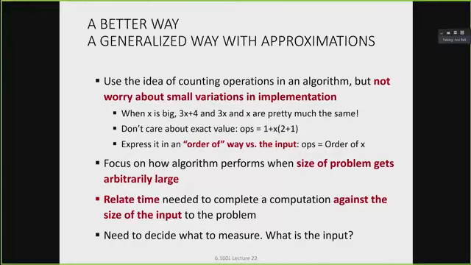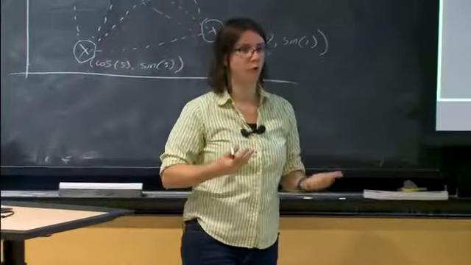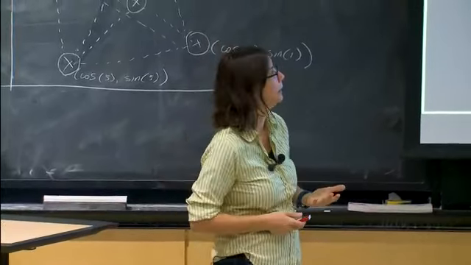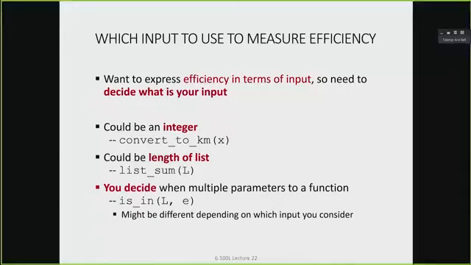Now, before we do that, we need to decide what to measure. Because when we write functions, we're going to have functions that potentially have a whole bunch of inputs. So the input could be an integer, like in convert to kilometers. It could be a list, in which case we would be interested in maybe the length of the list. And if you have many parameters, you'd have to decide: what is the parameter that contributes to the growth of this function?